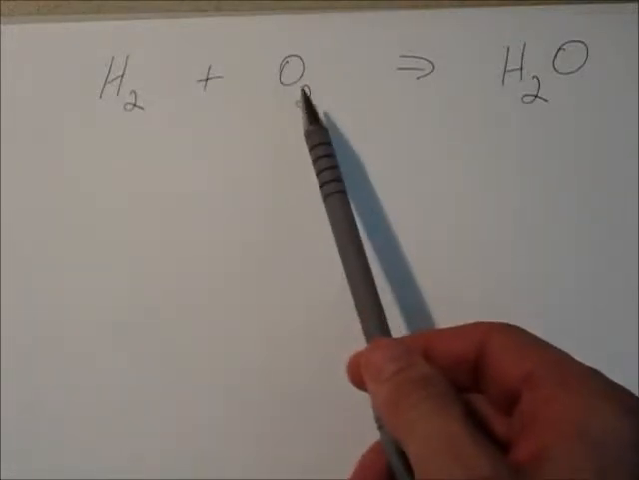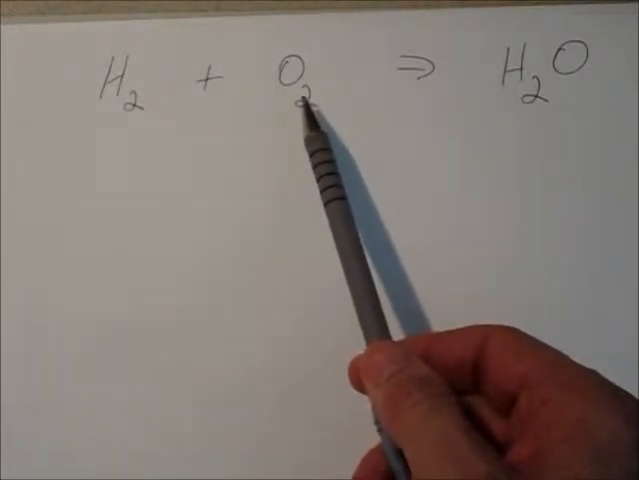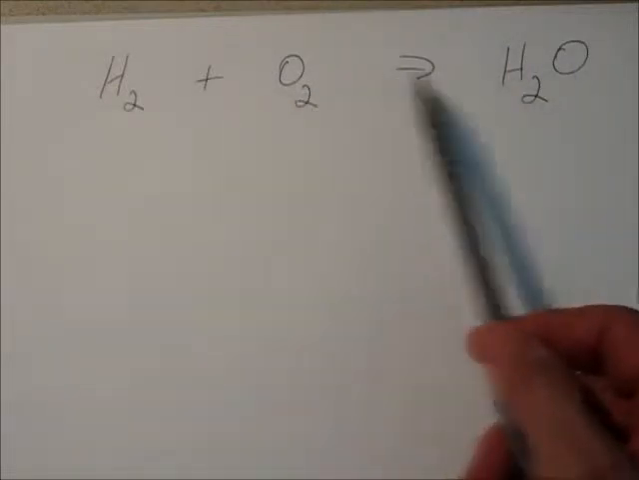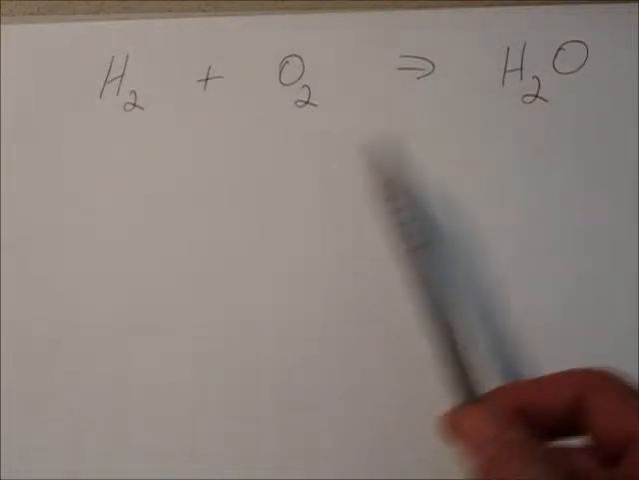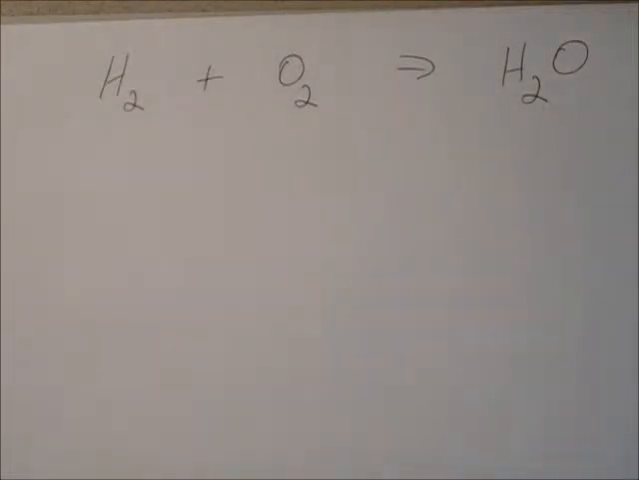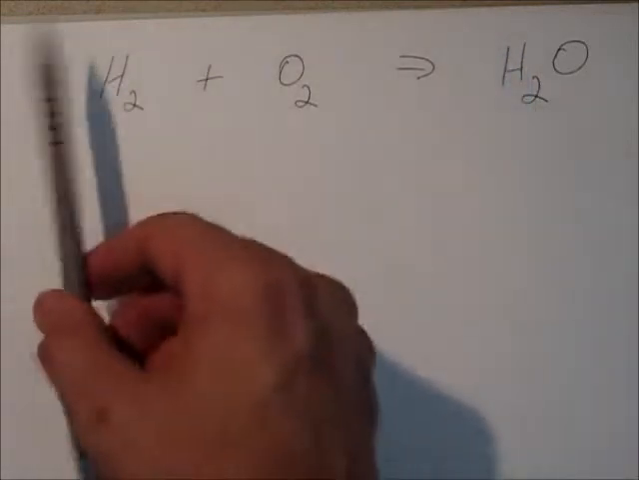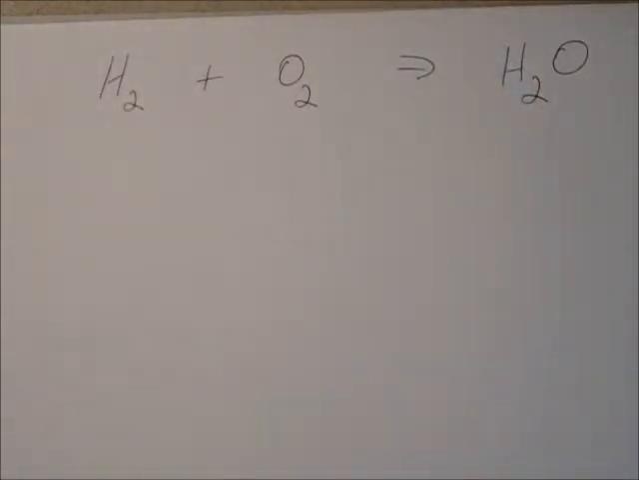Now you already know the problem with this. At the moment we've got 2 atoms of oxygen here, and after the reaction's completed we've got 1 atom of oxygen here. In other words, what it looks like is we've lost an atom. And previously I showed you a way of balancing this where I can put a 2 here and a 2 here, but there's another way of doing it.